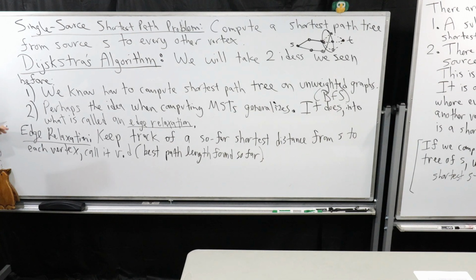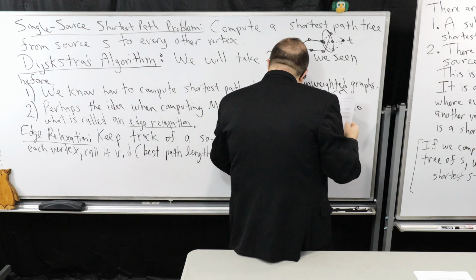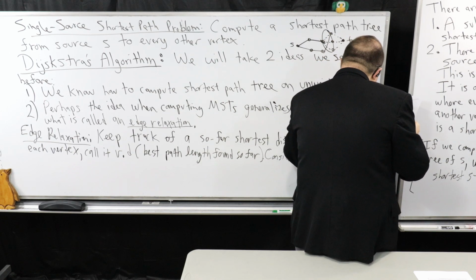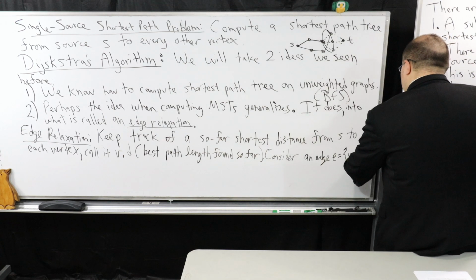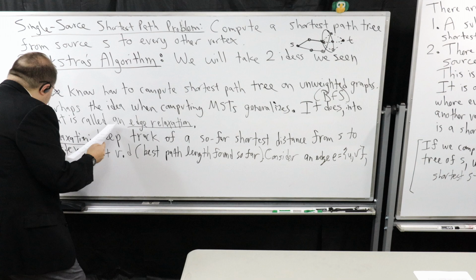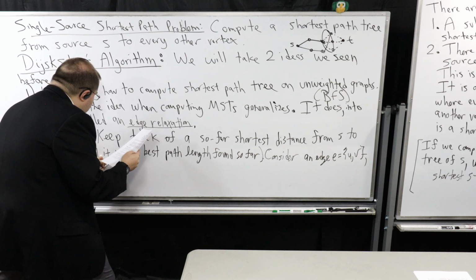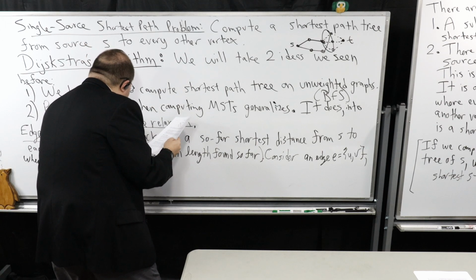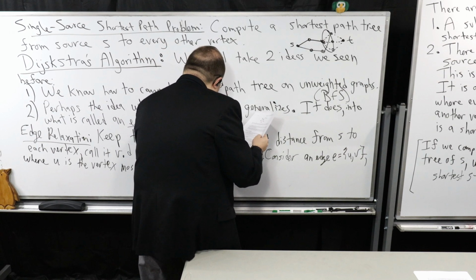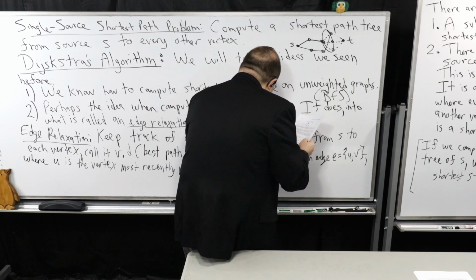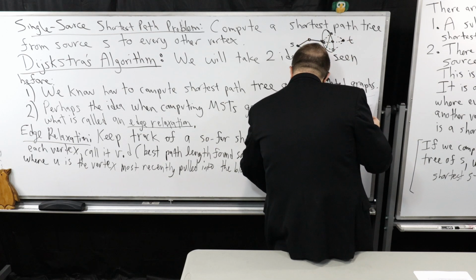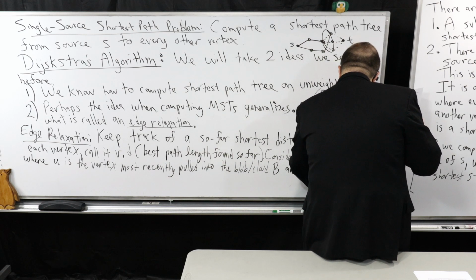So we're going to have v.d. We're going to consider an edge E with endpoints u, v, where u is the vertex most recently pulled into the cloud B, and v is not in B.